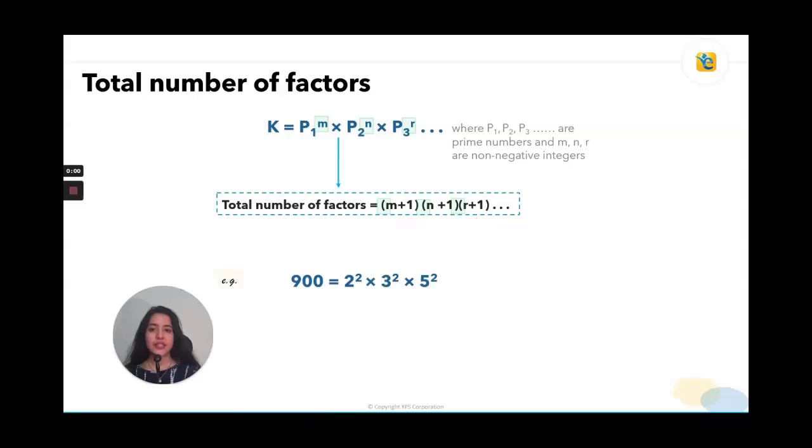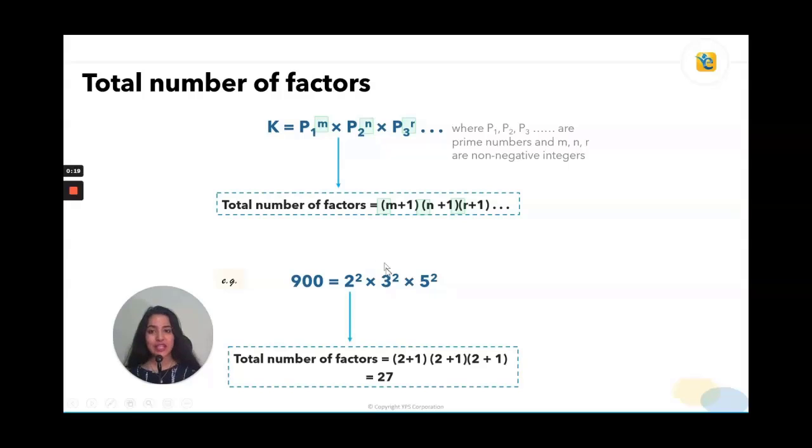Okay, so here's an example, 900. This is the prime factorization of the number 900. Think about counting the number of factors without this formula. It'll be 1, 2, 3, 4, 5. It'll take forever if you go on checking till 900. Thanks to this formula, we don't have to do that. All we have to do is increase each power by 1. So each power here is 2. When you add 1 to them, all of them become 3's. So it's just 3 times 3 times 3. 27 is the total number of factors.